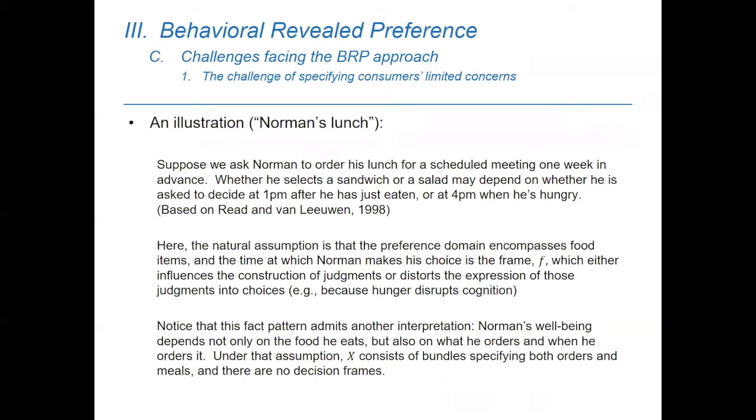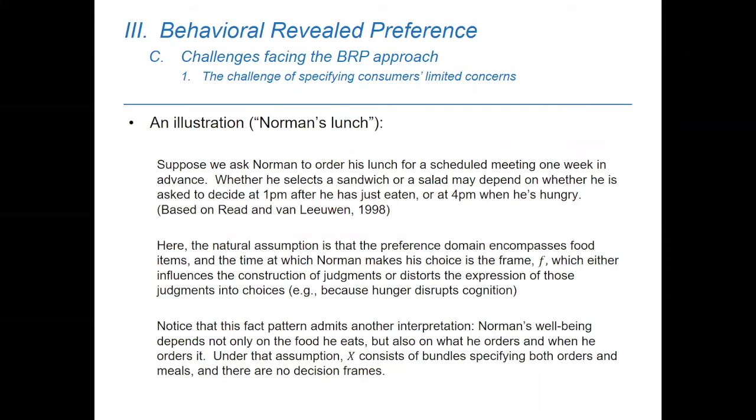You'll notice, however, that this fact pattern admits another interpretation, which is that Norman's well-being depends not just on the food he eats, but also on what he orders and when he orders it, that his intrinsic concerns encompass the experience of ordering. Under that assumption, capital X, the set of options, consists of bundles specifying both orders and meals. There are no decision frames, and we can rationalize Norman's choices that way.